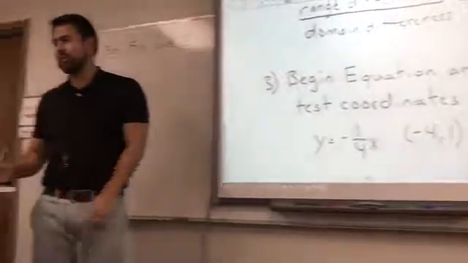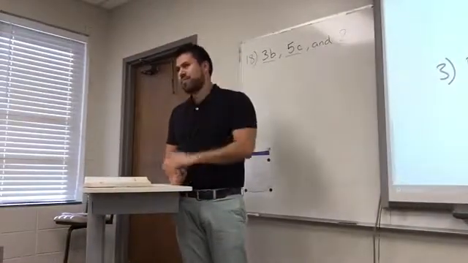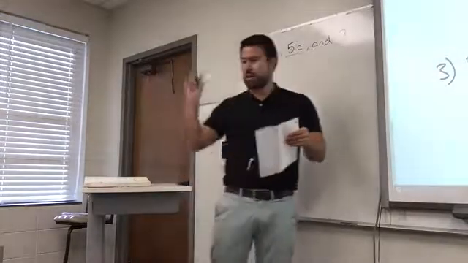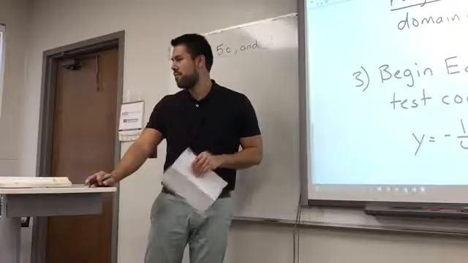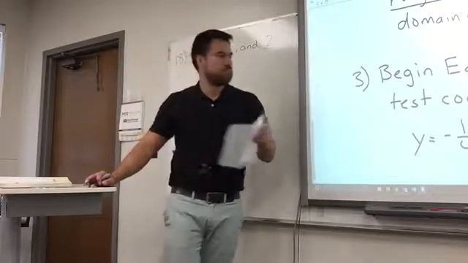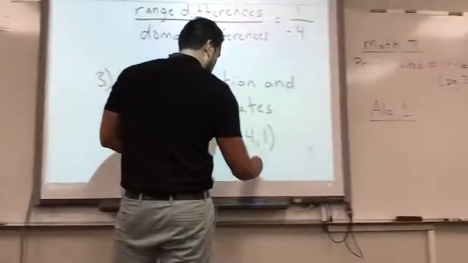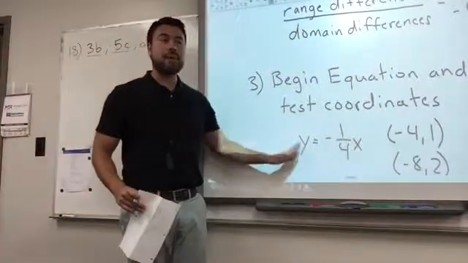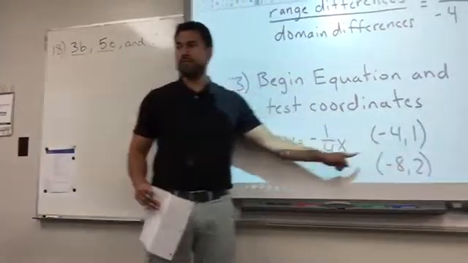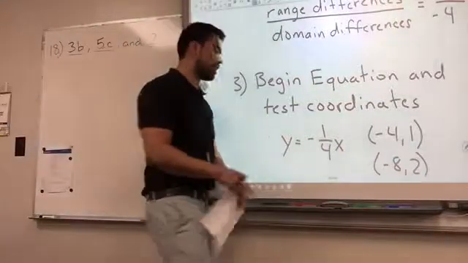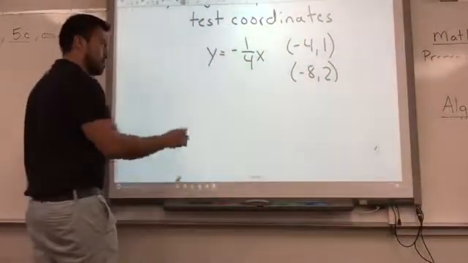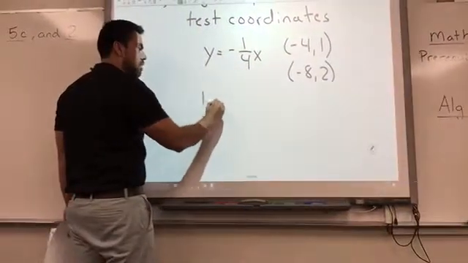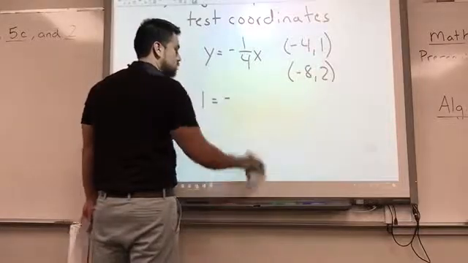Somebody else. Just give me another ordered pair. Abby? Any ordered pair from there. It doesn't matter. -8, 2. Okay. If this equation describes that pattern, shouldn't both of these values fit into this equation? Okay, so I'm going to check it out. That's what we're doing. This is a testing part. All right, x equals -4, y equals 1. So I'm going to replace y with 1, and then x with -4.